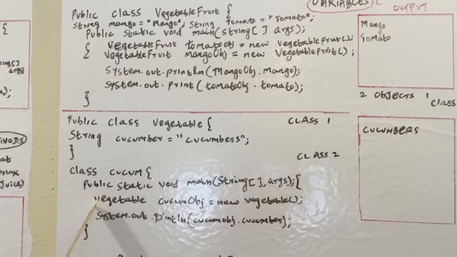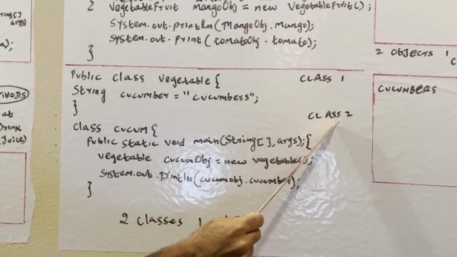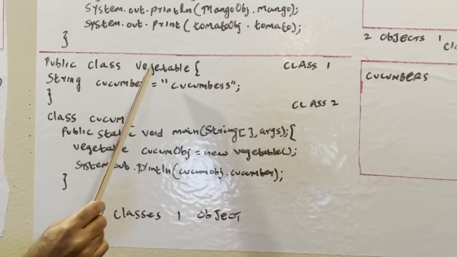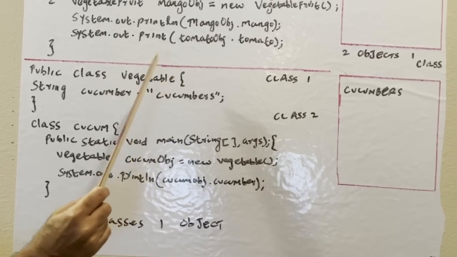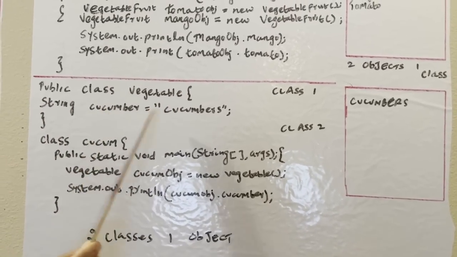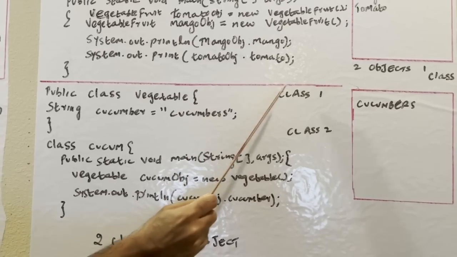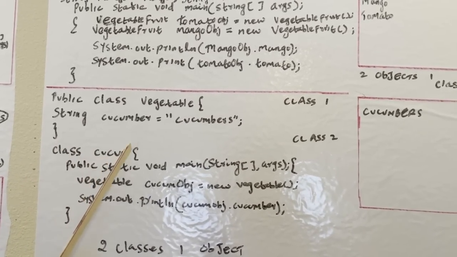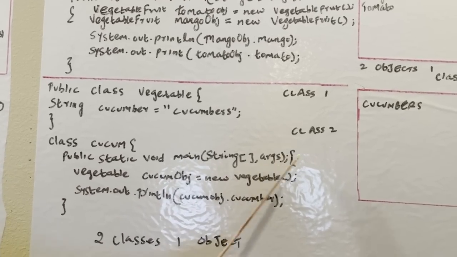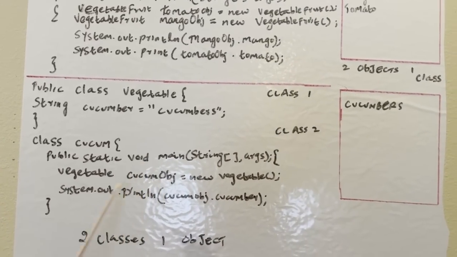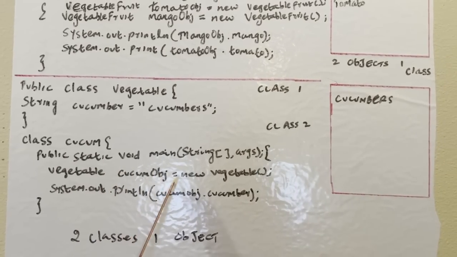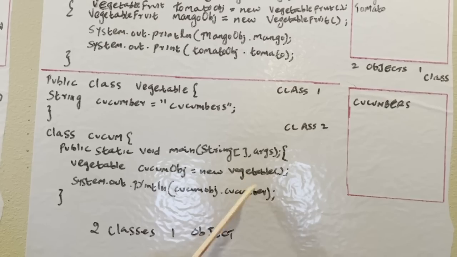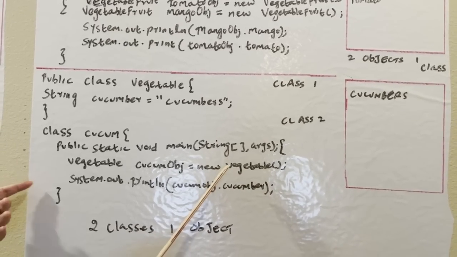This is the third example. Here two classes and then trying to print. Let's see here. I am defining public class vegetable. There is no fruit here, just vegetable. String cucumbers is equal to cucumbers. That's class 1. Second class, here I say just class cucum. Public static void, same syntax, calling the Java program. Vegetable cucum obj equal to new vegetable. I am instantiating this object in the second class. This is the second Java program.